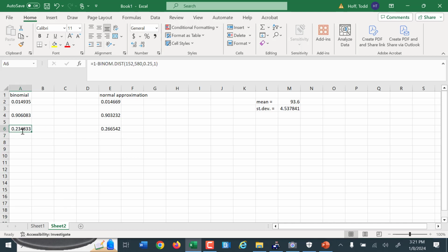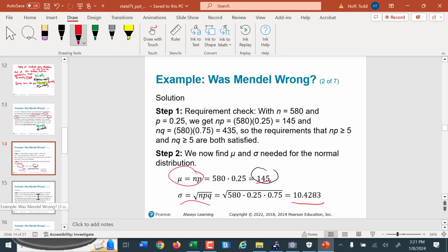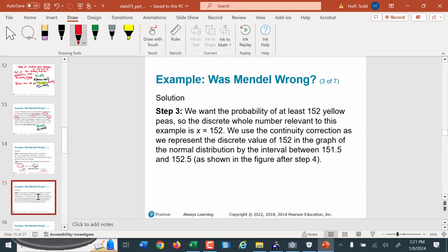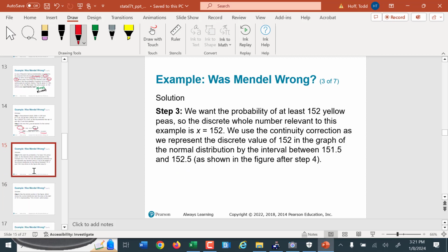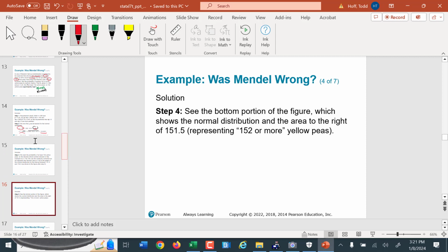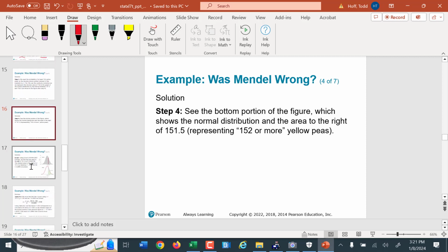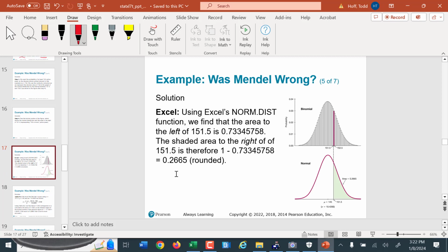This is a 0.2348. This is a 0.2665. Basically right around 25% chance. So the question is, is that unusual? Does that mean he is wrong? So we use those probabilities. Let's get down to the actual calculation here. We get the 0.2665 just like we found.